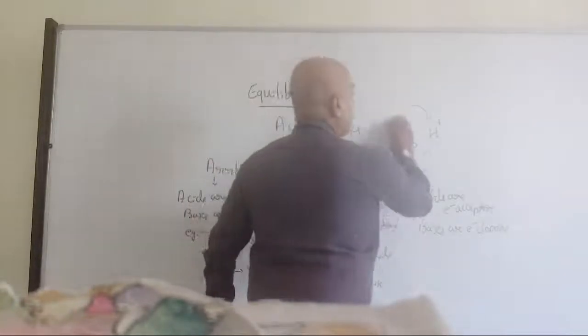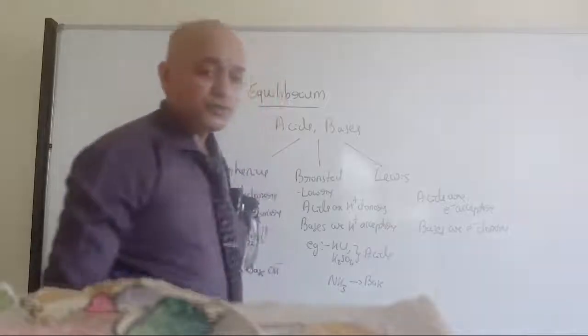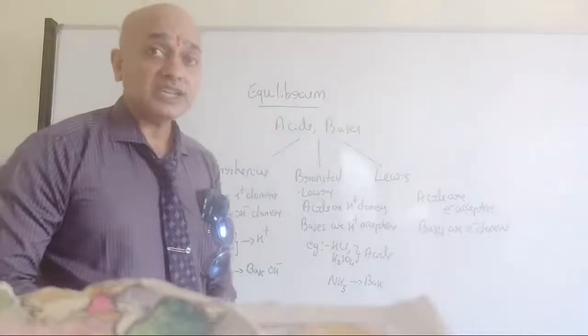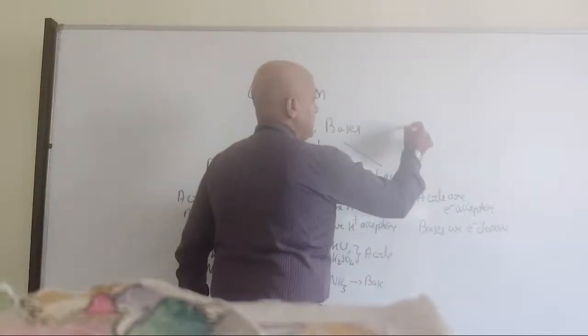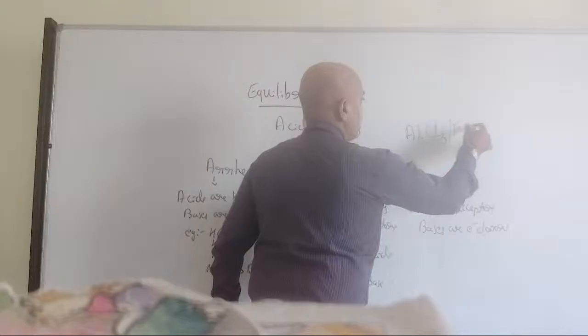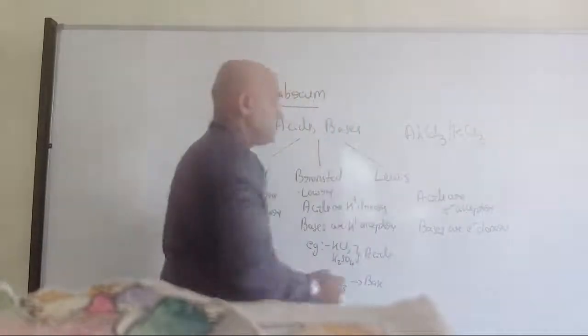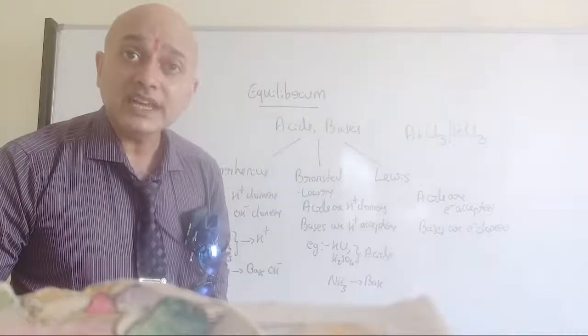Or if you go back to the Friedel-Crafts reaction, if you observe the catalyst over there, it will be either aluminium trichloride or ferric chloride, right? So which type of catalyst will it be considered as?